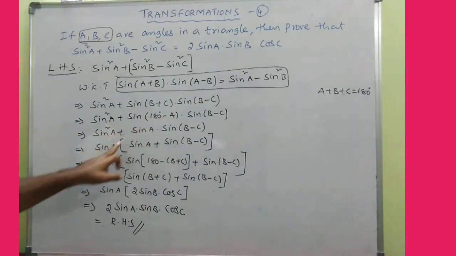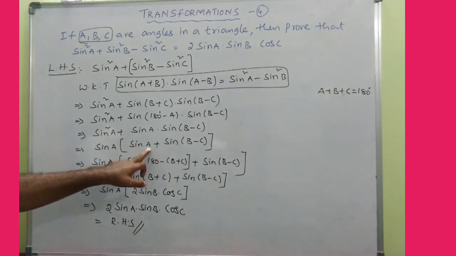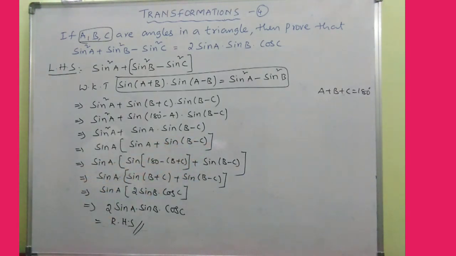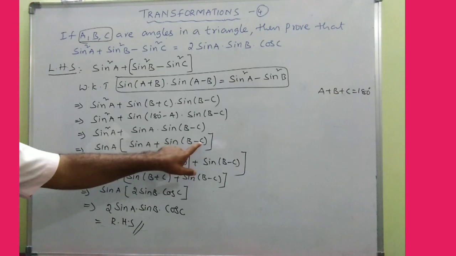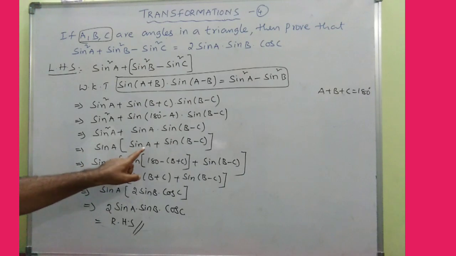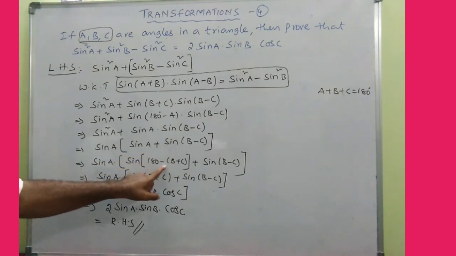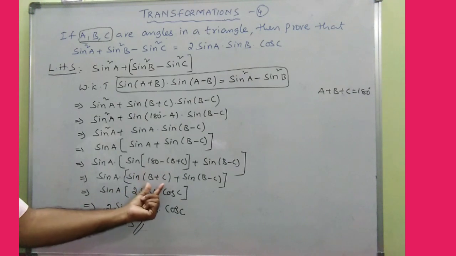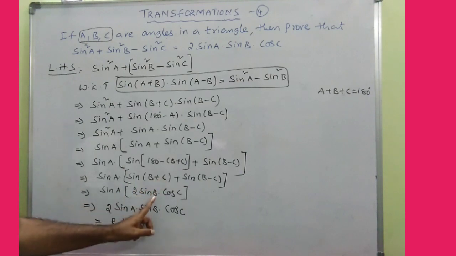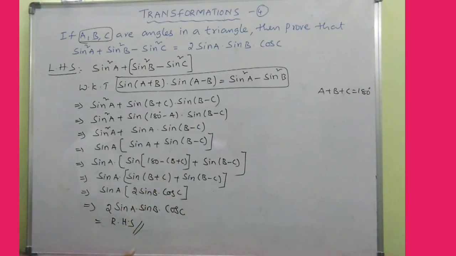Now we can take sine A common from the first two. Then one is in terms of A, another one is in terms of B and C. Better to change into the same variable, because we cannot change B minus C into A. If it is B plus C, then we can write it in terms of A. So that's why let us change angle A, that is 180 minus of B plus C, which is equal to sine of B plus C plus sine of B minus C. Just like sine of A plus B plus sine of A minus B, which is equal to 2 sine A into cos B. Here A and B are nothing but B and C. So on multiplication, we get the RHS.